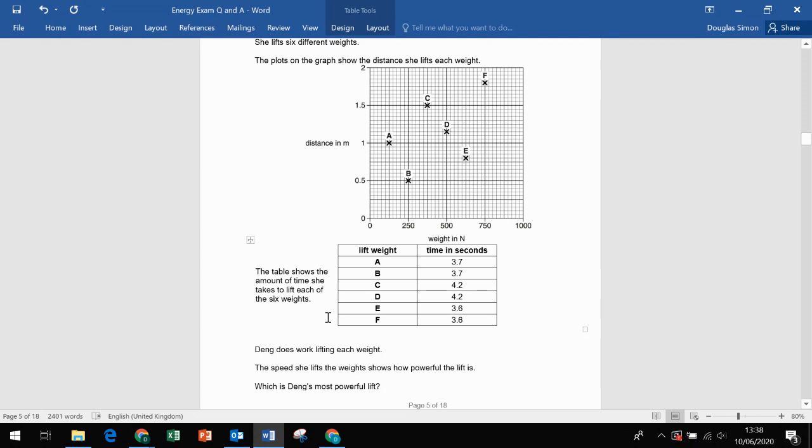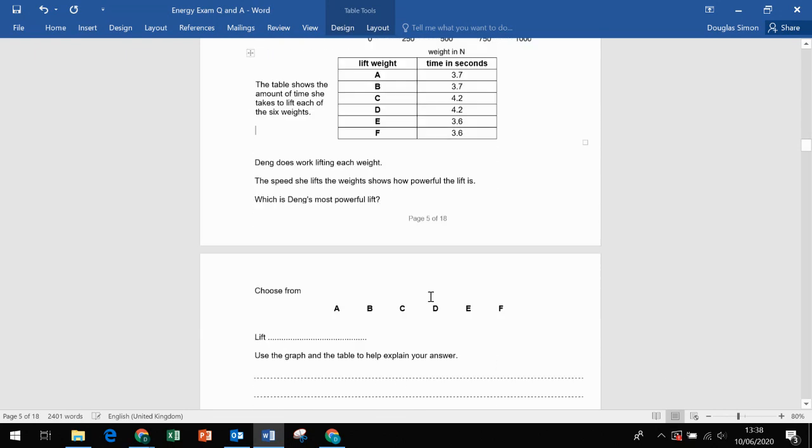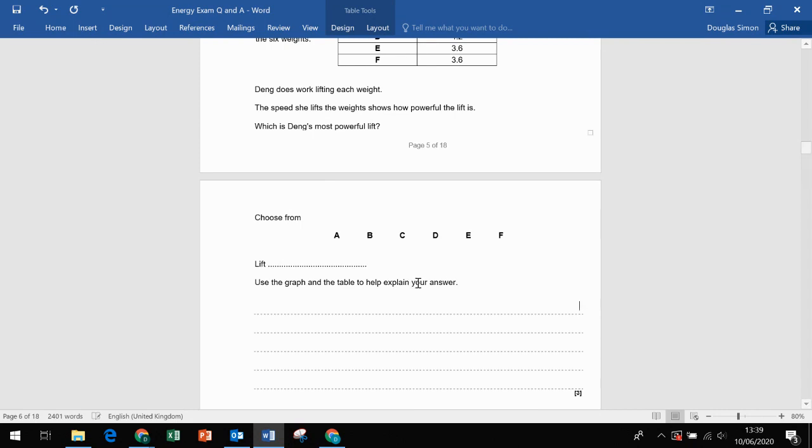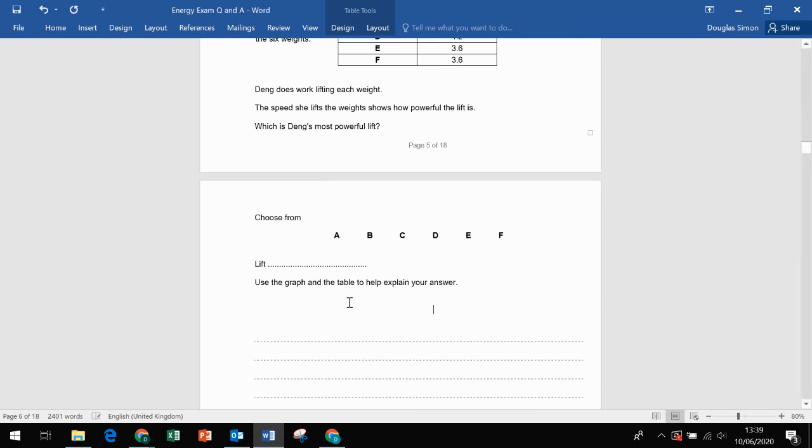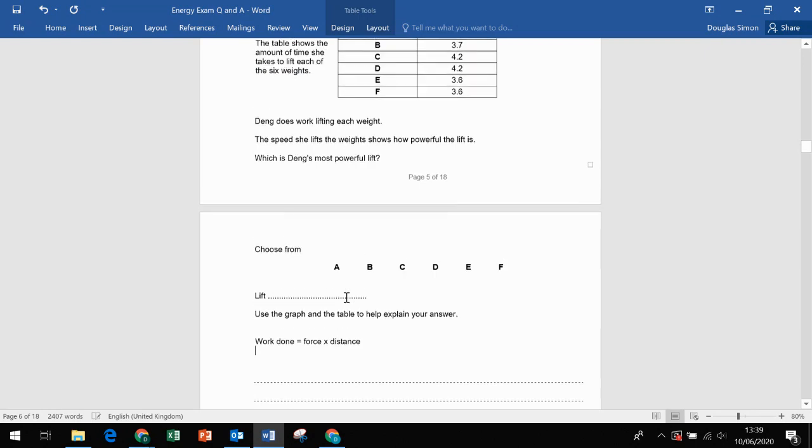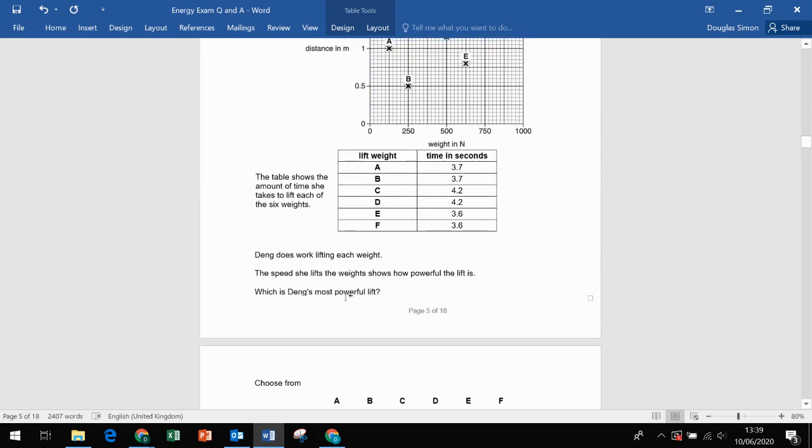So we know that power is energy divided by time. Which one of these has the most energy? Well, energy is force times distance. So because we've got work done equals force times distance, which one has the most work?